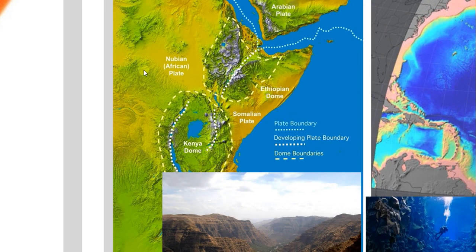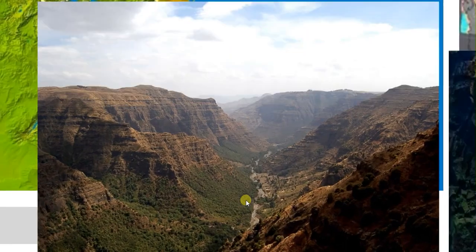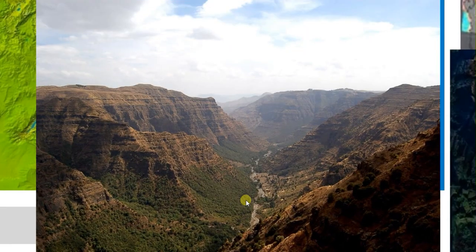Here's a photograph of what that looks like in some locations. Now this kind of just looks like a valley, but if you know what you're looking for, you can find it. And it will also be dotted with basaltic volcanoes, shield volcanoes.